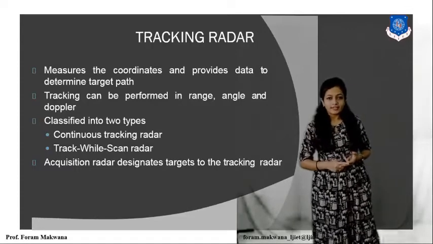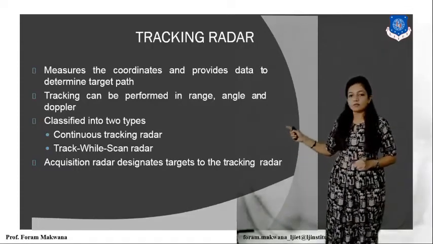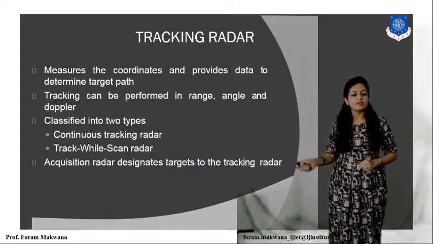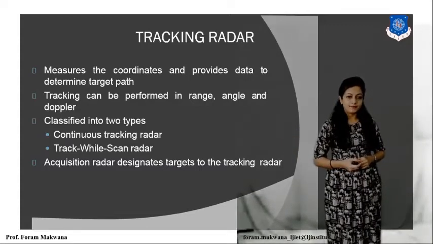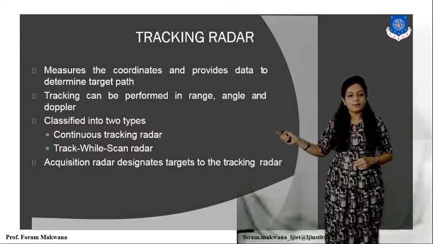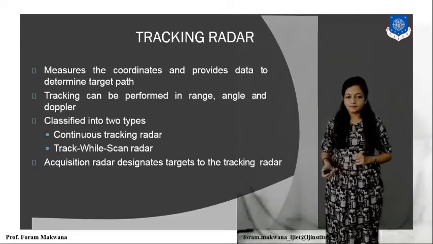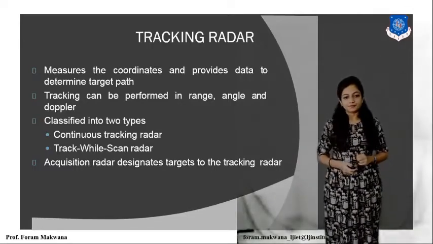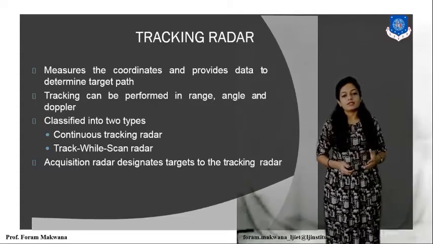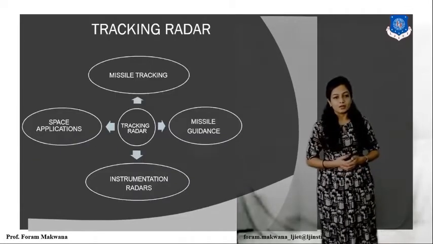Alright, so tracking radar is classified into two categories. The first one is the continuous tracking radar and the second one is track while scan. We are going to study both types one by one. Second thing, the acquisition radar, which designates a target to the tracking radar. Right?